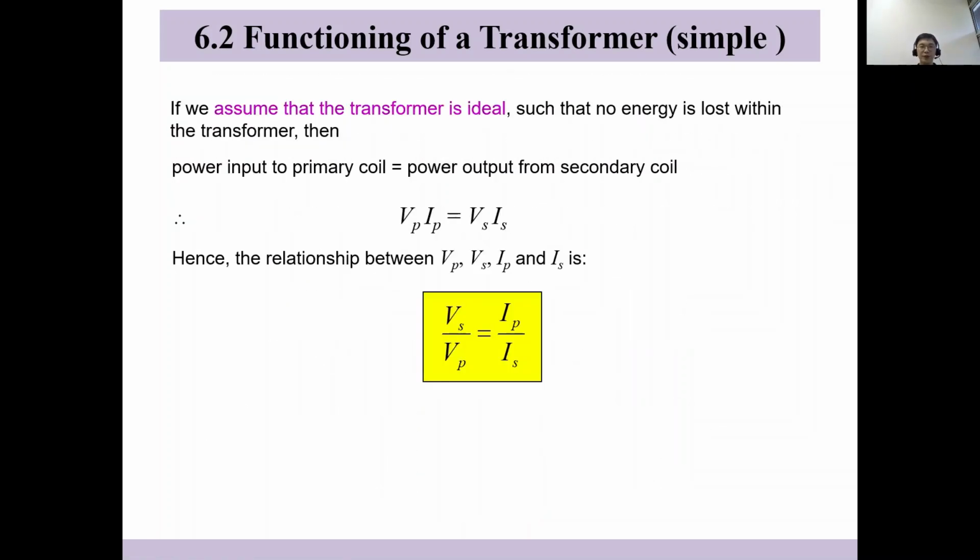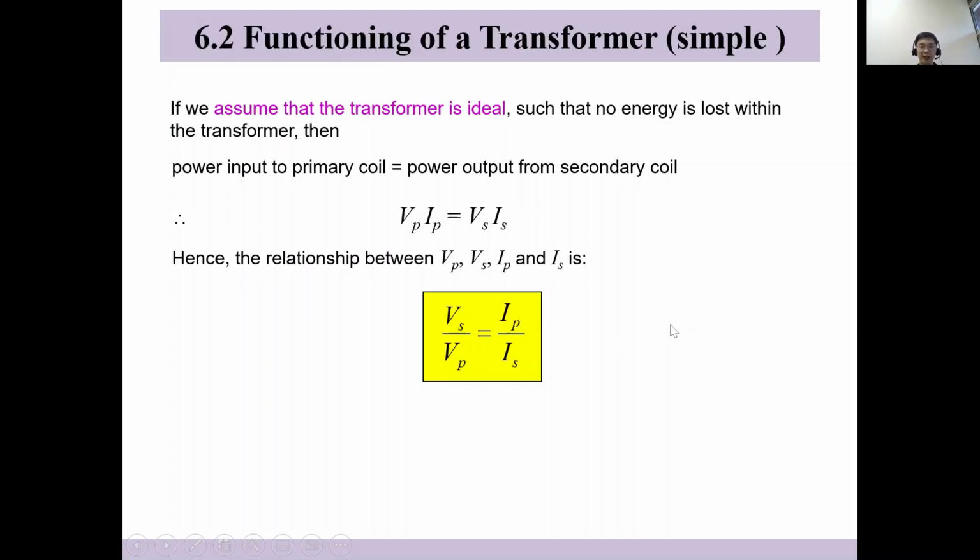Next, if we assume that the transformer is ideal, right, we are assuming that there's no power loss within the transformer. We can say that the power input to the primary coil is equal to the power output on the secondary coil. And therefore, we can say Vp Ip equals Vs Is. And you can get this relationship.